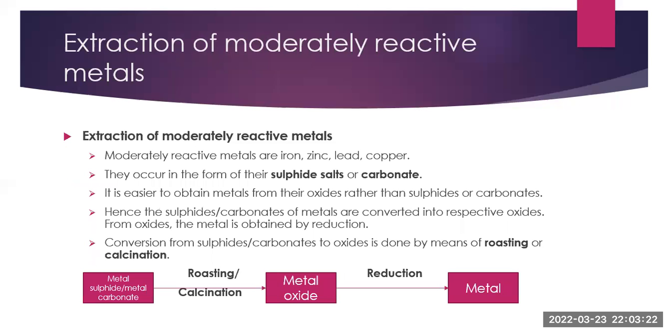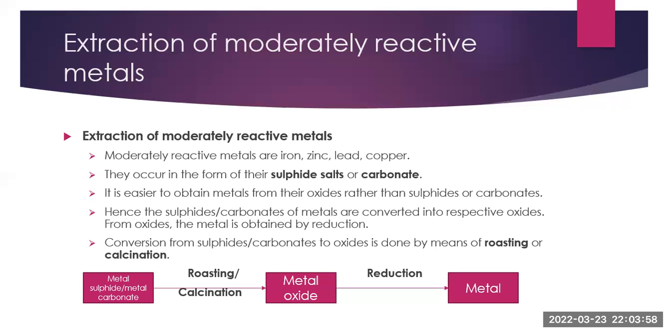Next, we come to extraction of moderately reactive metals. The moderately reactive metals are iron, zinc, lead, and copper. They occur in the form of their sulfide salts or carbonates. It is easier to obtain metals from their oxides rather than sulfides or carbonates. Hence, the sulfides or carbonates of metals are converted into respective oxides, and from oxides, the metal is obtained by reduction.